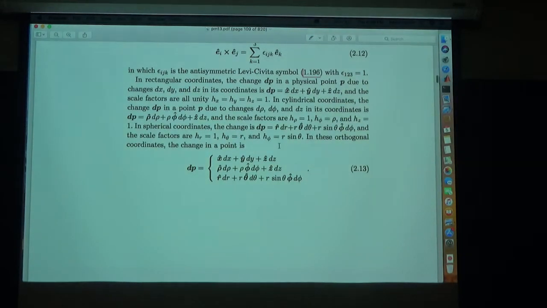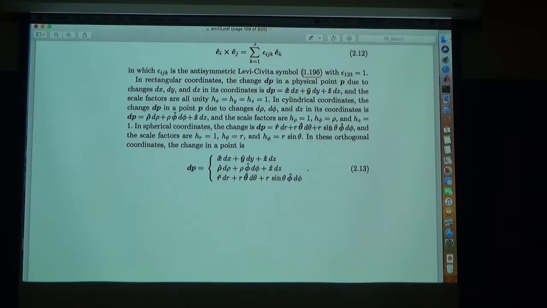And in spherical coordinates, it's a little more complicated. R hat dr is normal, but theta hat d theta is down like that. It's r theta hat d theta, so the longer the r vector, the longer the movement. And r sine theta d theta is for phi.